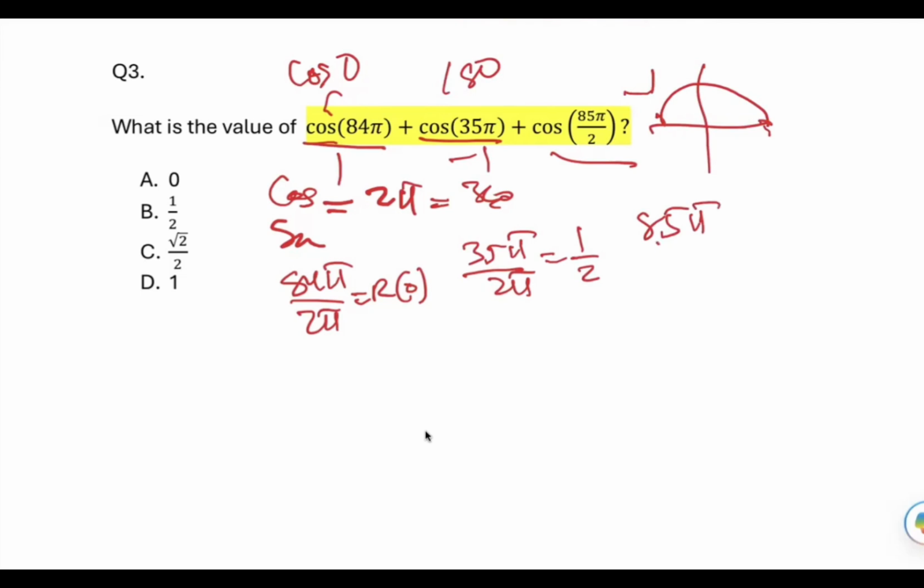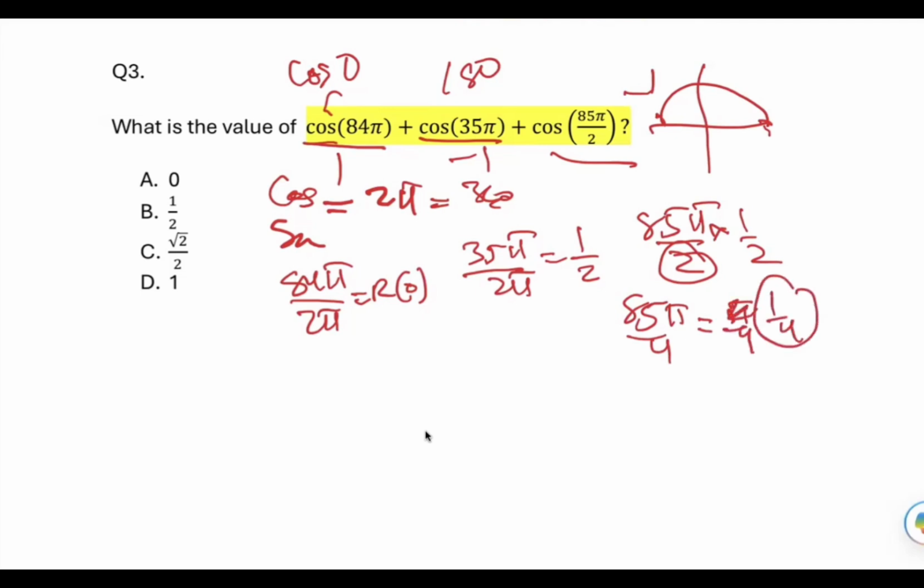85π over 2. Because of the fraction, we're still reducing it over 2π. So this becomes 85 over 4, right? So when you simplify, 4 can go into 85 how many times? 21 times, and you'll be left with what? π over 2, or 1 over 4.